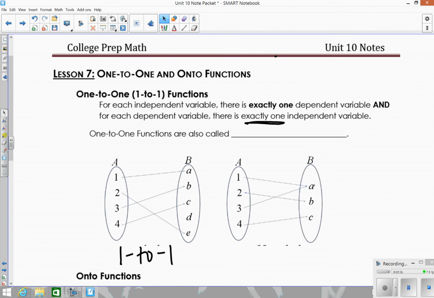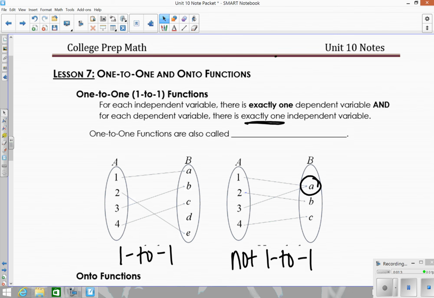But if you look over here, see how A has two things coming to it? So yes, it's a function because each input is only going to one output, but your dependent variables are your outputs. In this one here, there's two things coming to A, or two inputs that map to A. So this one's not one-to-one.